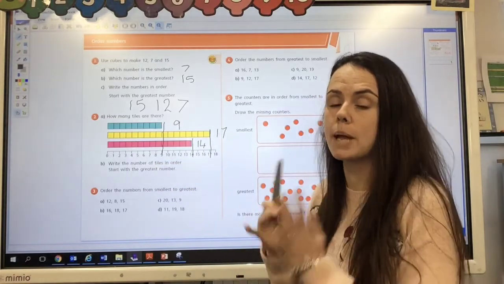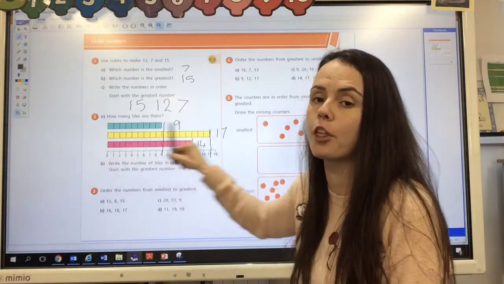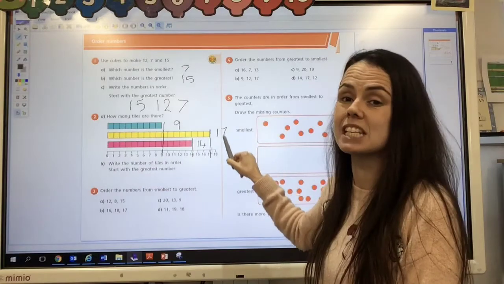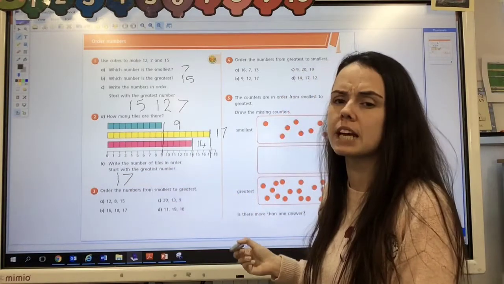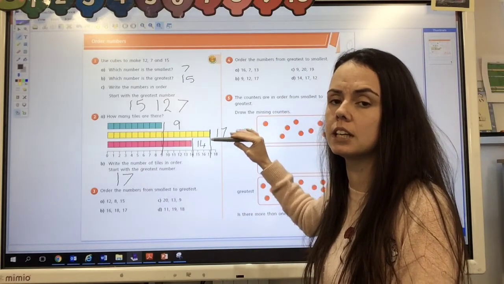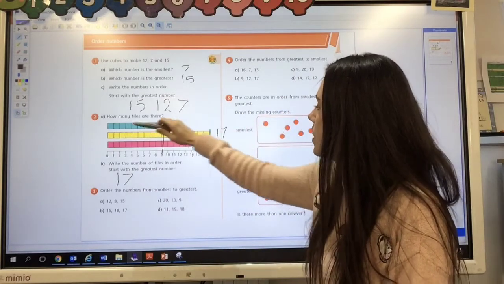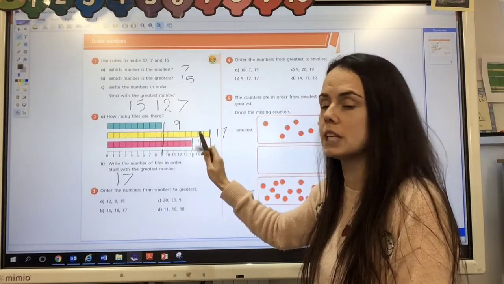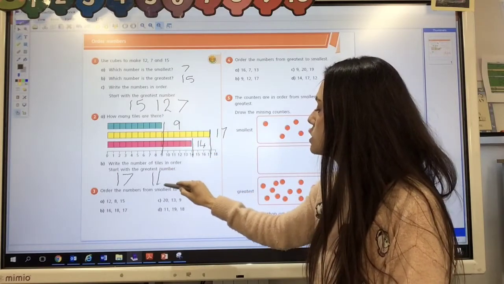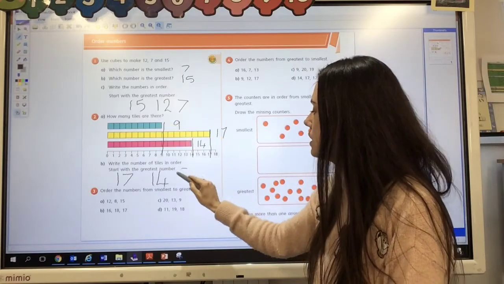So what was our biggest number? Which one went out the furthest? 17, isn't it? Well done. 17. Then what was next? No, we're looking. Which one is further out? This one or this one? Yeah, it's the 14 one. So then 14, which means that our smallest number must be 9.